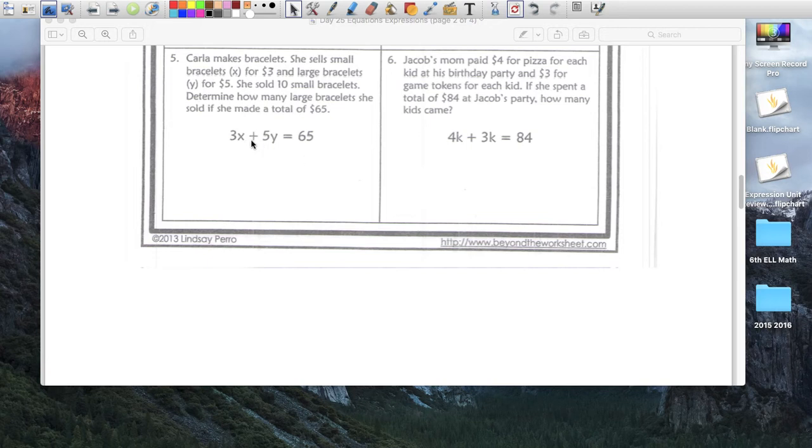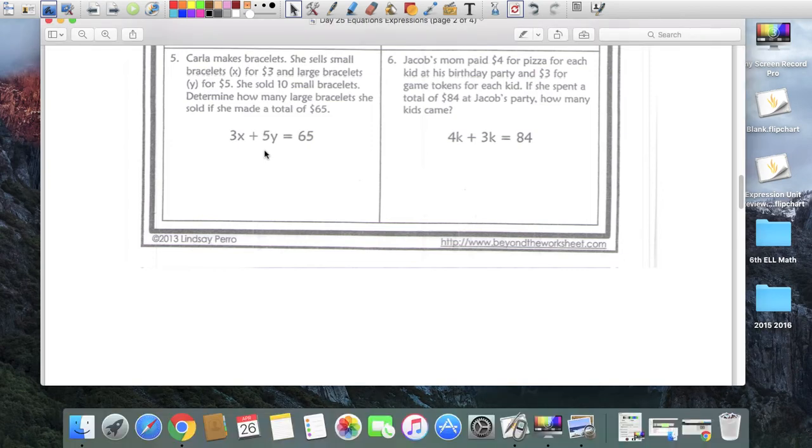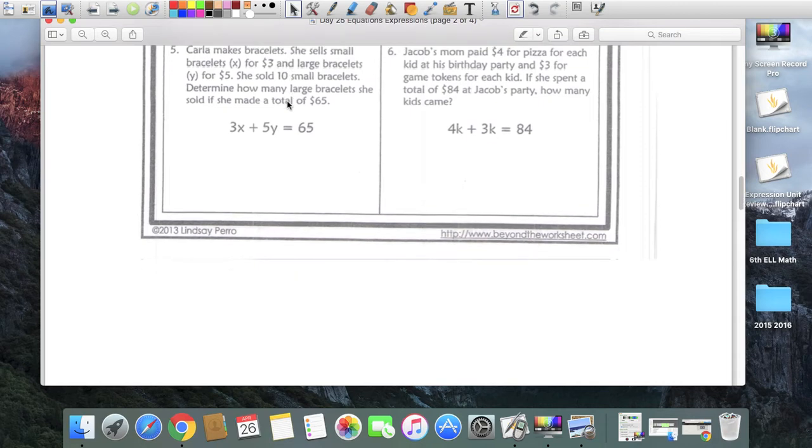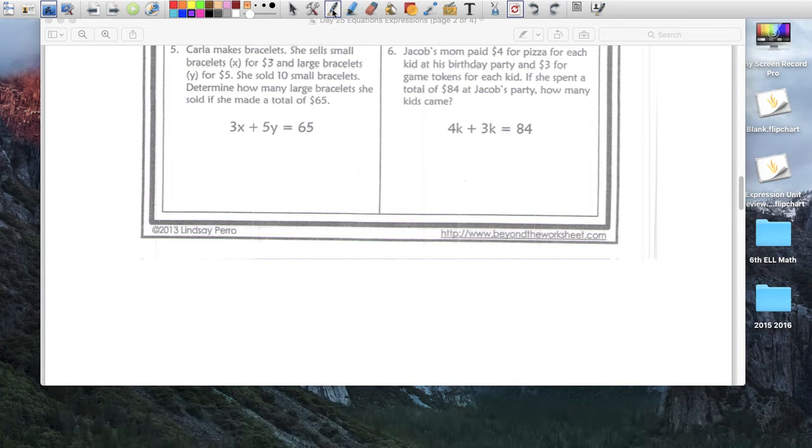Carla makes bracelets. She sells small bracelets for $3 and the big bracelets for $5. She sold 10 small bracelets, right? So she sold 10 small bracelets. Which one is the small bracelet, the x or the y? It's the small ones. So over here, 3 times, and that x is replaced by 10 because I know small bracelets are 10, plus 5y equals 65.